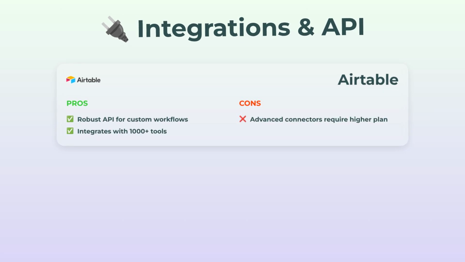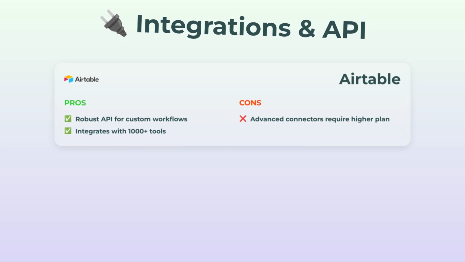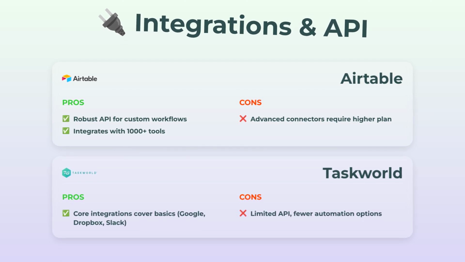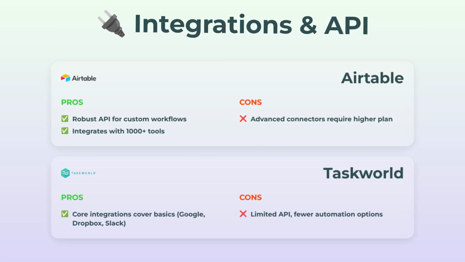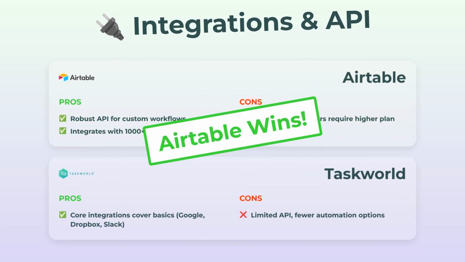Integrations and API kinda the secret sauce for serious users. Airtable, if you want to connect your stuff to like everything, it's a powerhouse. Robust API works with over 1,000 tools, lets you automate all kinds of workflows. Only downside? The really advanced integrations are locked behind pricier plans. Taskworld, it hooks up with Google Drive, Dropbox, Slack, and all the essentials, but if you want something off the wall or need more automation, you're out of luck. Easy call, Airtable owns this category.